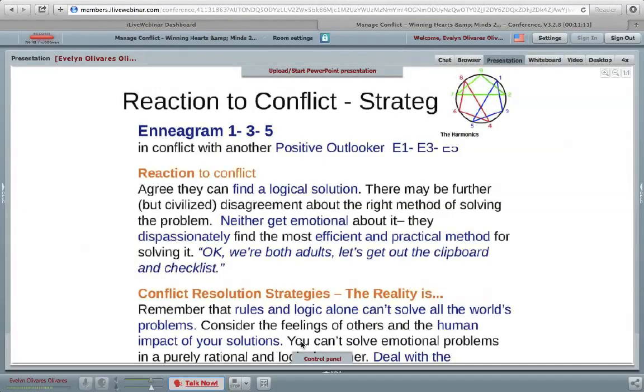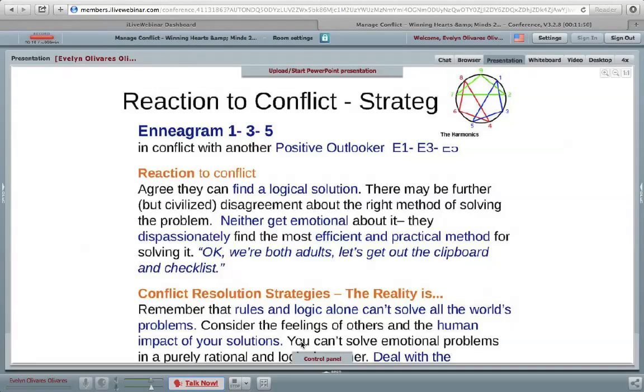When we look at the whole group, the 1, 3, and the 5, there is a reaction to conflict, and they all agree in this group that they can find a logical solution. There may be some disagreement about it, but it's not got a lot of passion or emotion attached to it. It's really quite dispassionate, and they find the most efficient and practical method for solving the issue, coming up with a solution. Okay, we're all adults here. Let's get out the clipboard. Let's go through the checklist one thing at a time and get this resolved.